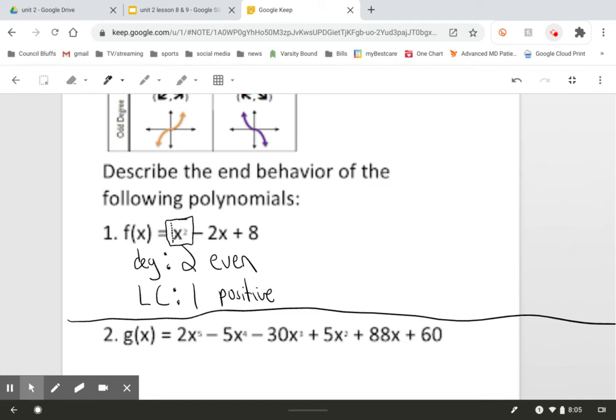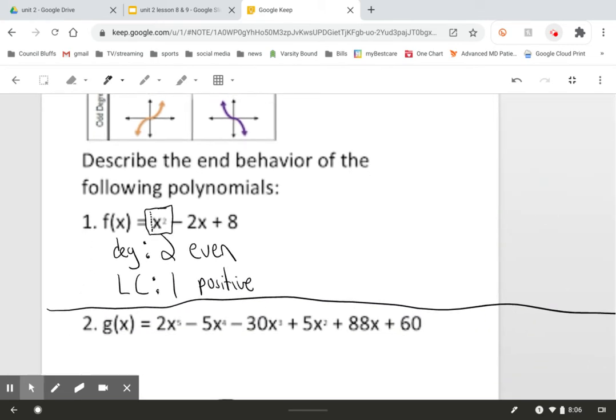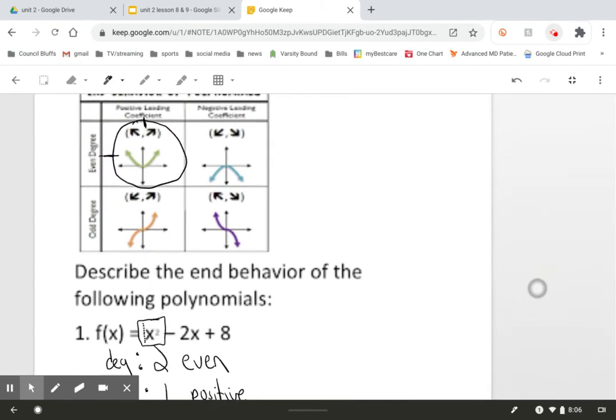Okay, so to figure out the end behavior, I have an even degree and a positive leading coefficient. So an even degree and a positive leading coefficient. So this right here is going to be the end behavior of the polynomial. So notice as x gets really small, y increases, and as x gets really large, y also increases. So the way we describe it is up to the left and up to the right.